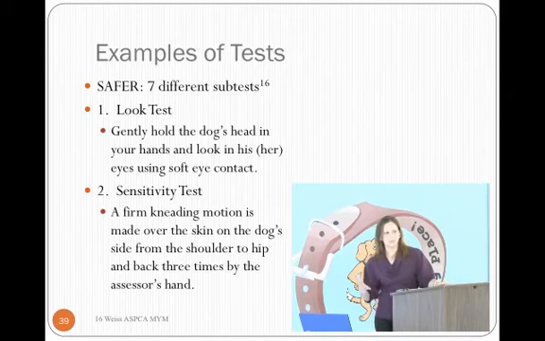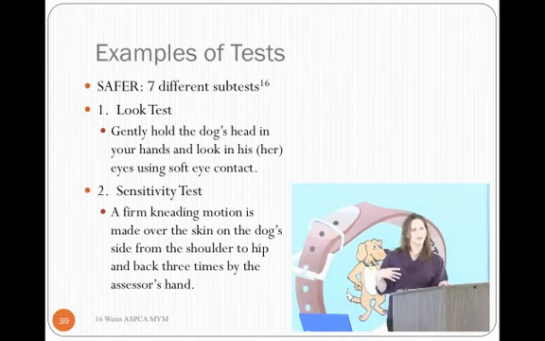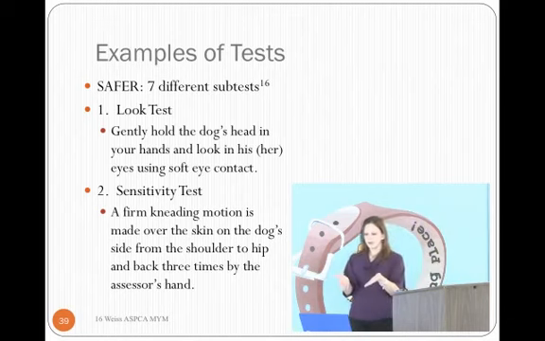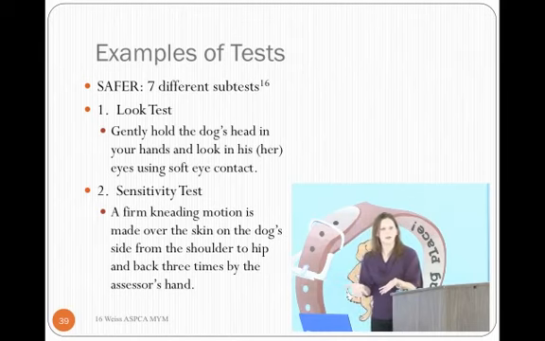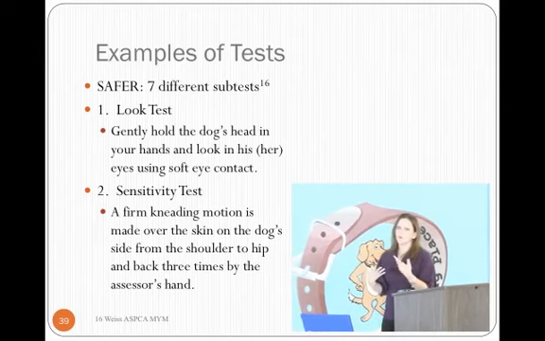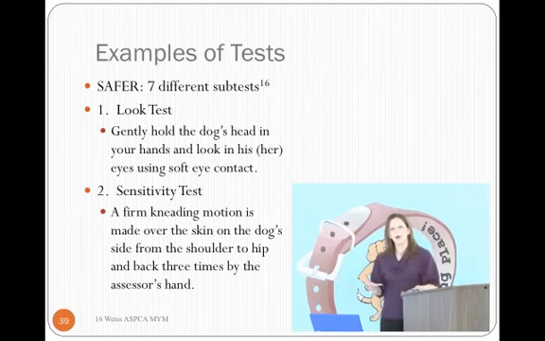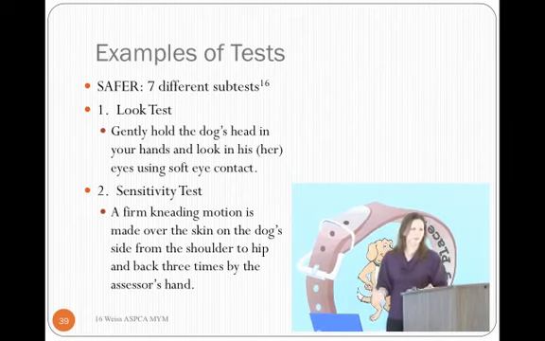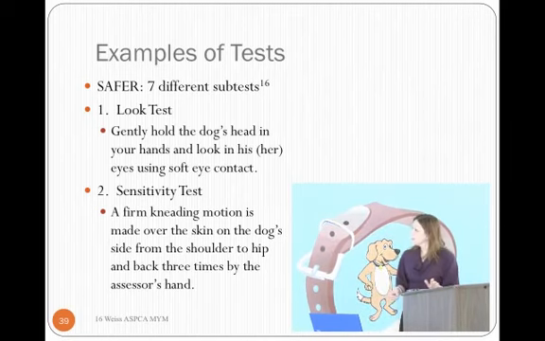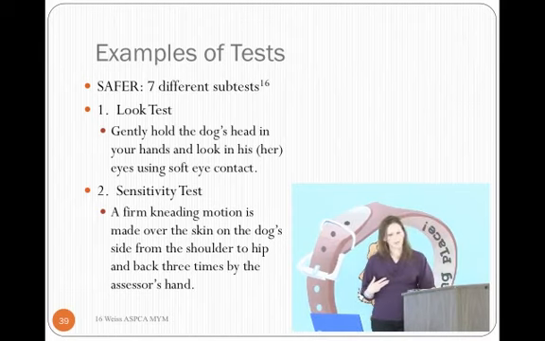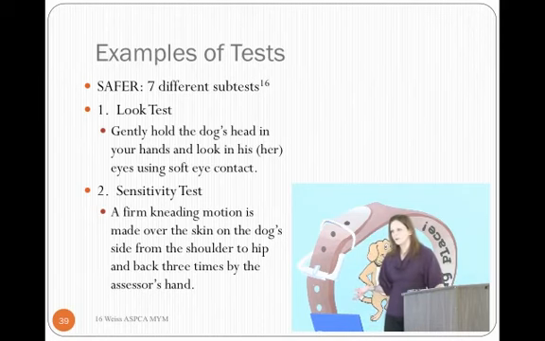So at this point, this is the type of thing that we need to see to be on the right track for that standardization. One of the tests starts out with the look test, and so essentially you're taking the dog's head in your hands and you're looking into their eyes using a soft eye contact, trying to determine how comfortable they are with eye contact, whether or not they're threatened by this or if they may potentially show aggression.